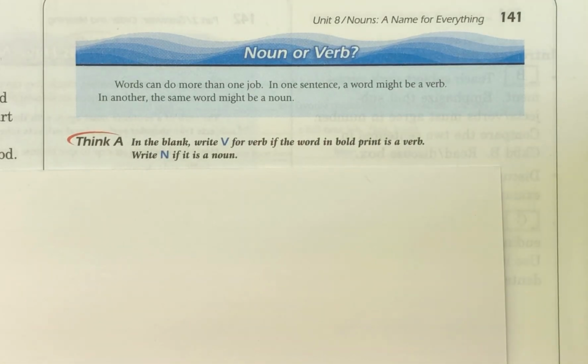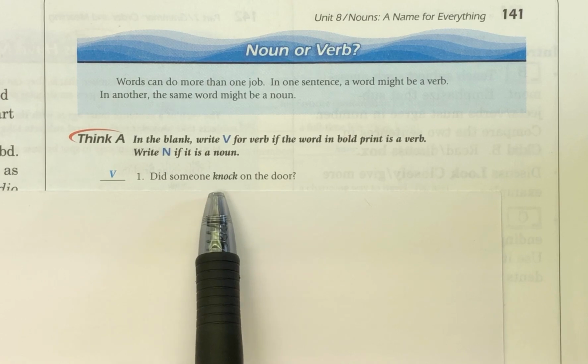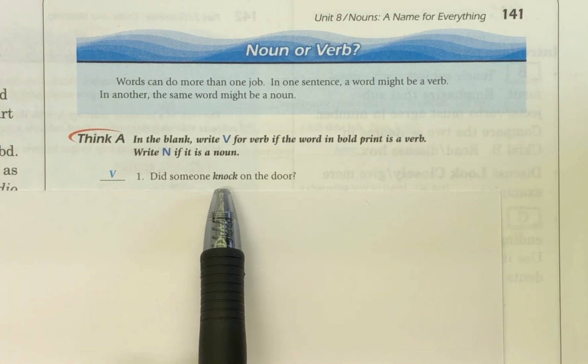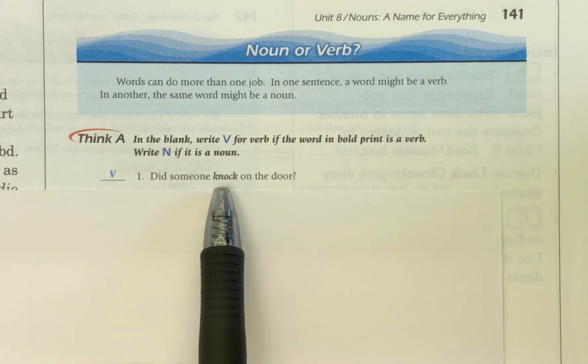All right, on the next page we're going to be identifying nouns and verbs. Here in Think A, in the blank, write V for verb if the word in bold print is a verb, and write N if it is a noun. Right off the bat, number one: did someone knock on the door? The word you're focusing on is knock, and you need to identify whether it is being used as a noun or a verb.